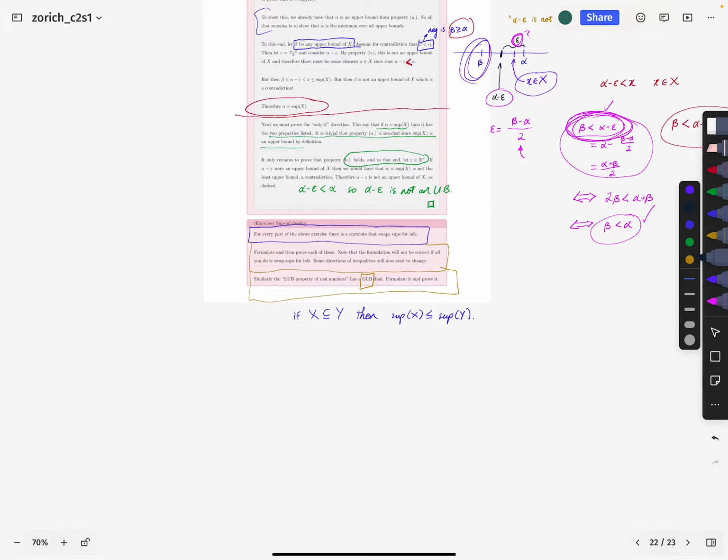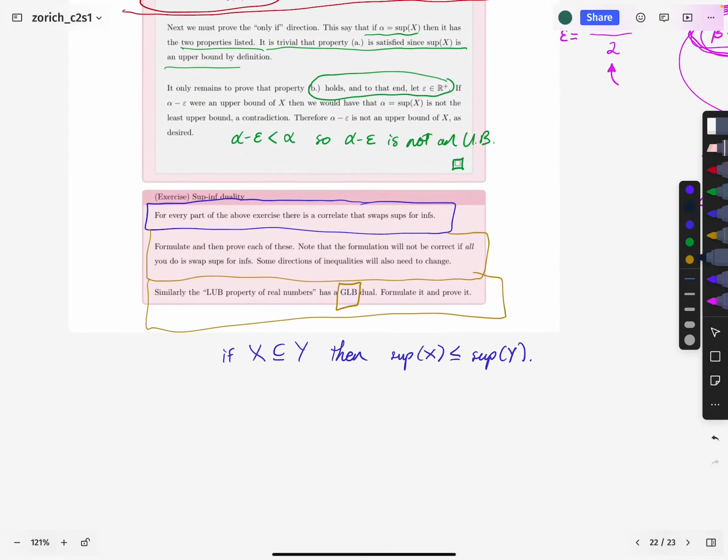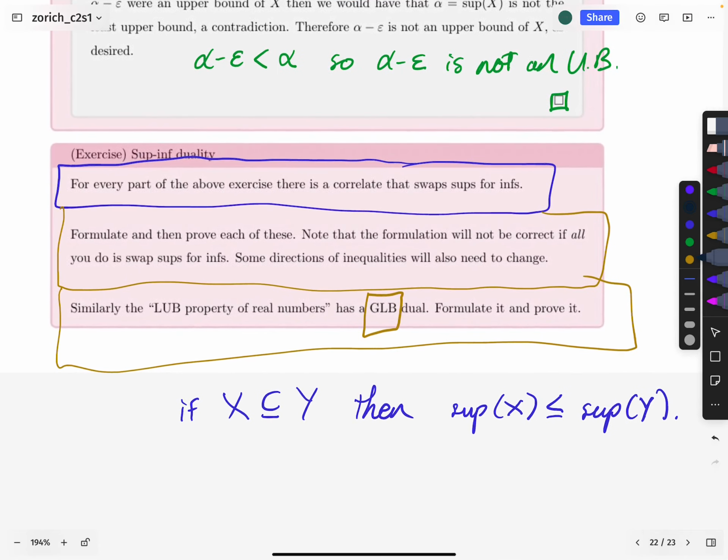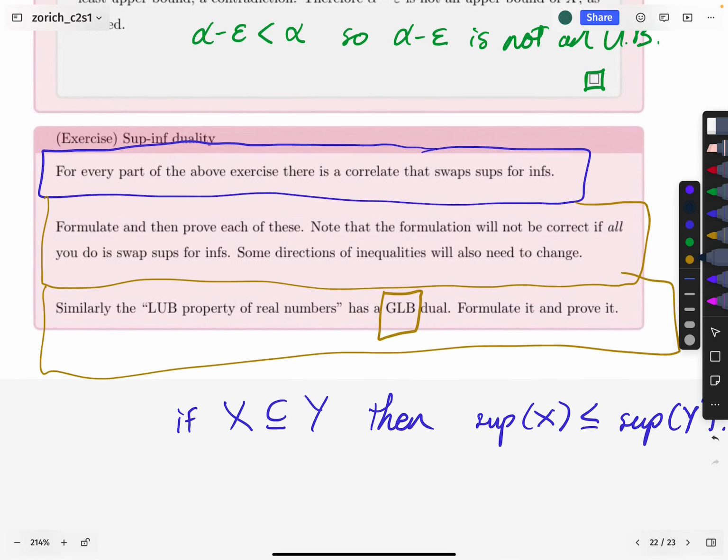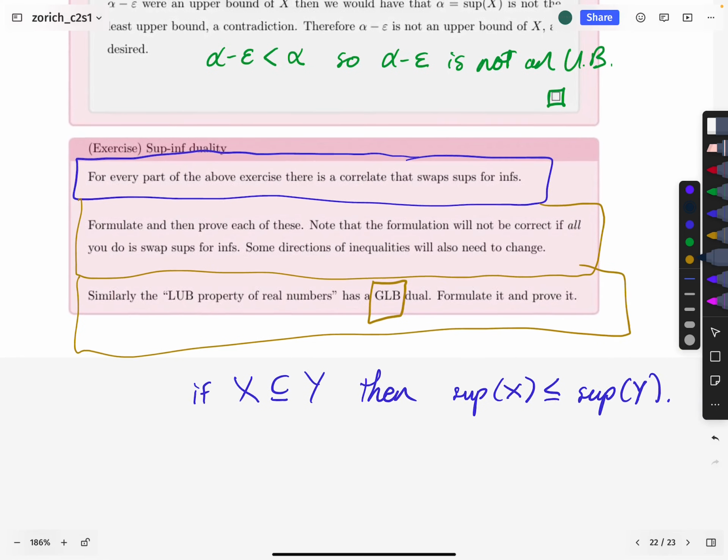Welcome to the next video in the Real Analysis video series, and in this video we are finishing this exercise, and I think we are finishing Chapter 2, Section 1, and so we should be moving on to Chapter 2, Section 2 in the next video. But let's finish up this exercise.